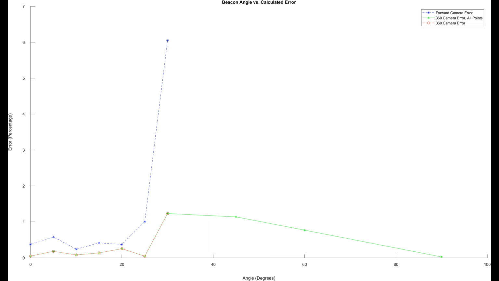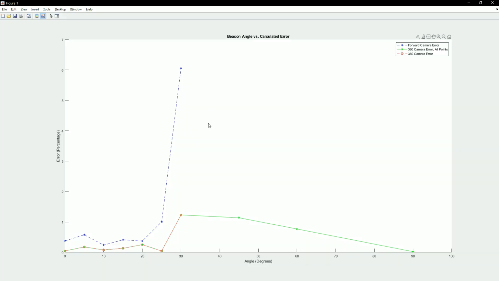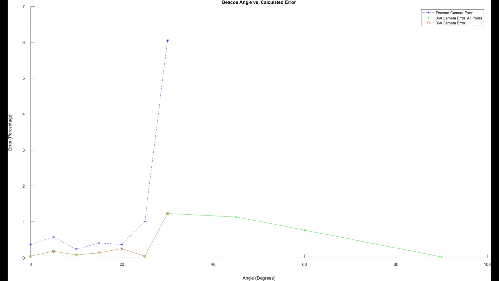Furthermore, the average error for the 360-degree catadioptric camera was less than 4 times as much as the forward-facing setup when comparing over the dataset of 0 to 30 degrees in the 5-degree increments shown here, where you can see the resultant forward error in blue, the 360 cam error in red, and the full 360 camera error spectrum in green. In the data, there is a single error point of 6% at 30 degrees for the forward-facing camera.